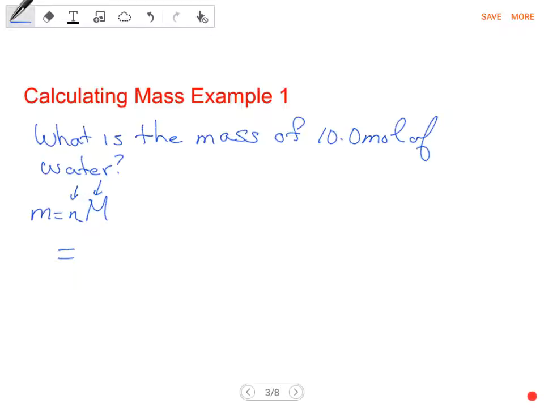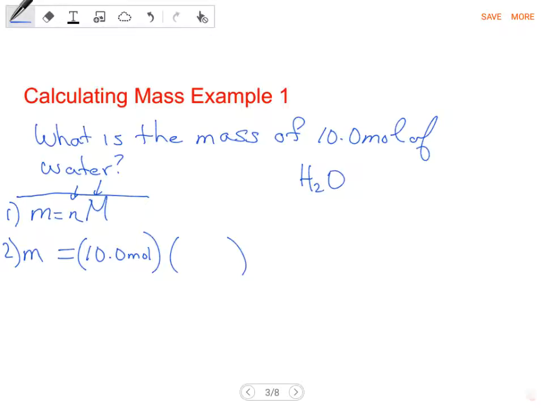Oh, and by the way, this is the work that you are expected to show. Number 1 is the blank formula. Number 2 is inputting with units. So you would put 10.0 moles in brackets. The molar mass of water, now you'd have to show that. Water is H2O, so you would go H: 1.01 grams per mole times 2, and of course that's going to give you 2.02 grams per mole.